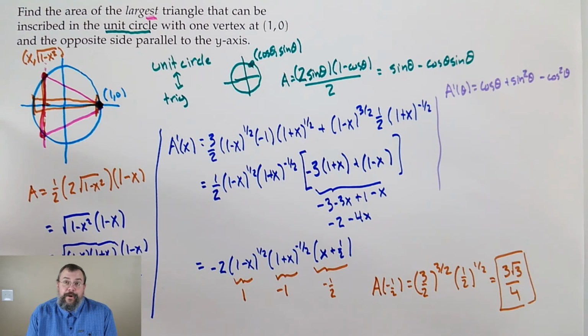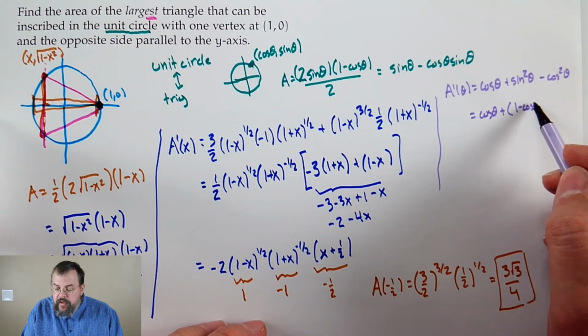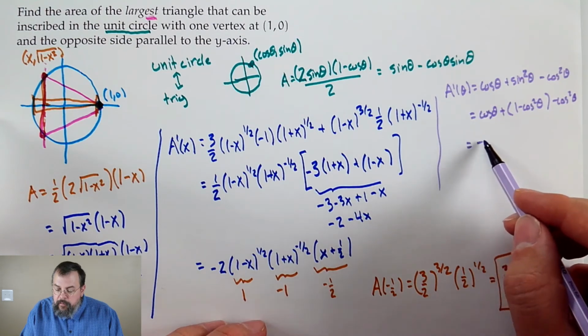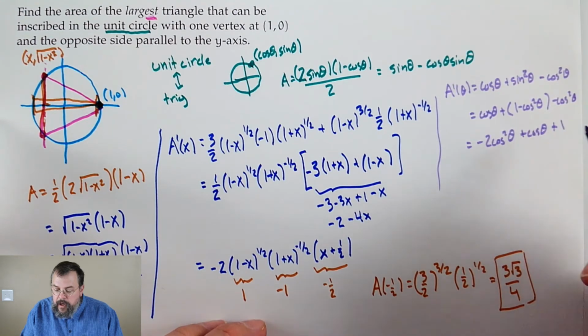Now, we want to figure out when this equals 0. The problem is you have cosines and sines, which are like apples and other types of apples. They're not quite right. And so if we want to make progress, we'd like to get everything as a cosine or everything as a sine. Since we only have a single place where sine shows up and it's being squared, it's best to rewrite the sine squared. So we can write this as cosine plus 1 minus cosine squared minus cosine squared. Or if you like, this is minus 2 cosine squared theta plus cosine theta plus 1.